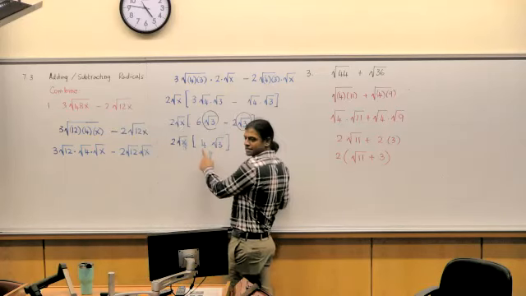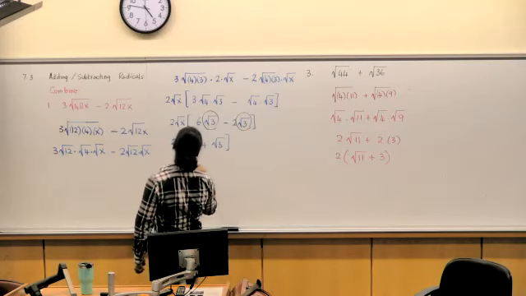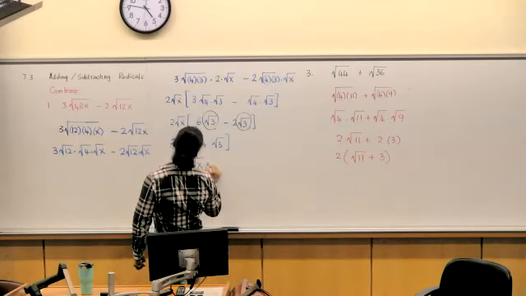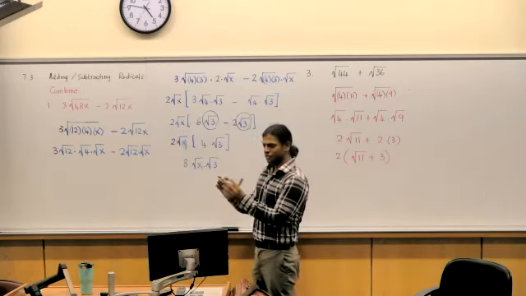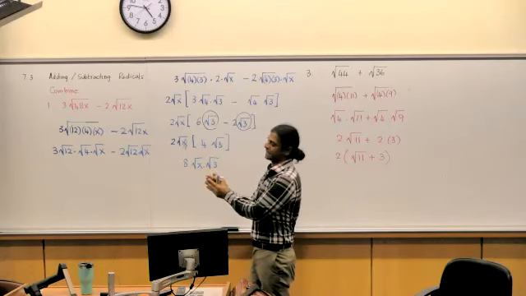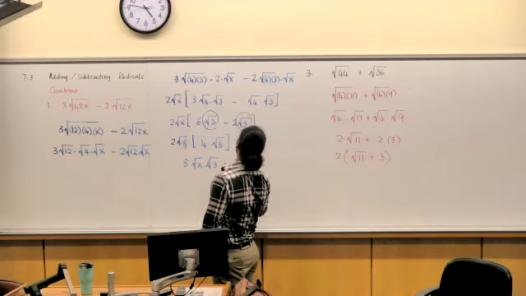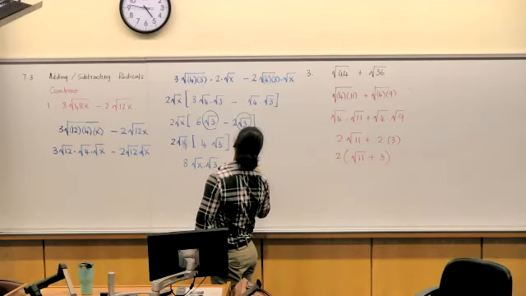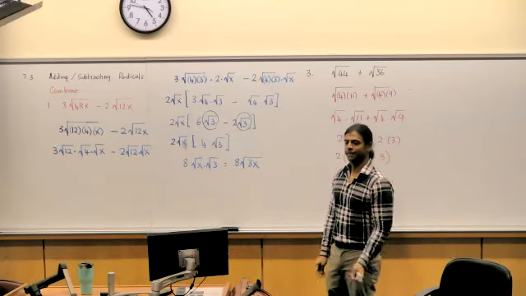I can now multiply the 4 and the 2. 8 root x root 3. Just like how I can split the roots, I can bump them together as long as I'm multiplying. So 8 square root of 3x. Yes?